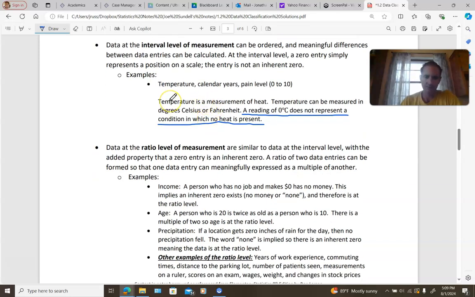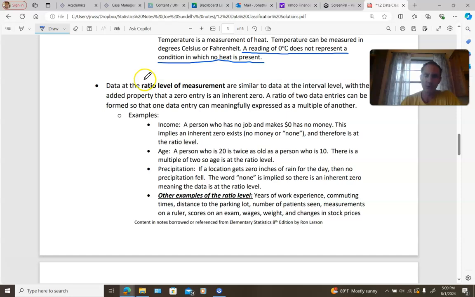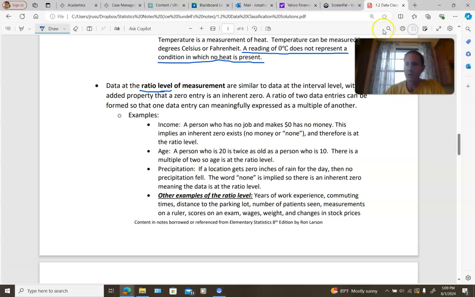All right. And then the last one, or the most complex level of measurement, is this one right here, ratio. So it retains all the characteristics of data at the interval level of measurement with one extra thing. And that extra thing is that it has an inherent zero. And that inherent zero, guys, is basically like a reference point. And because it has that inherent zero, or that reference point, then we can talk about multiples.